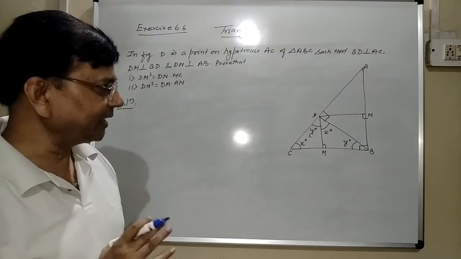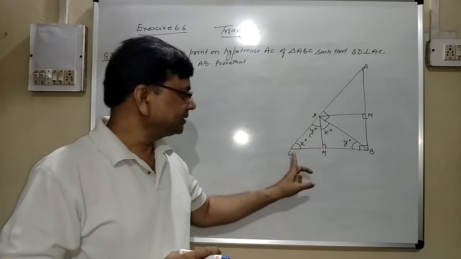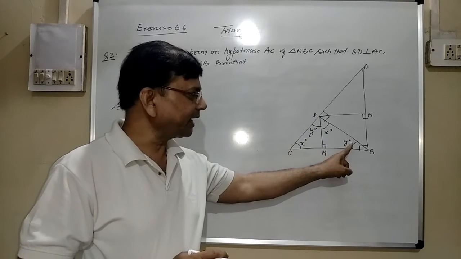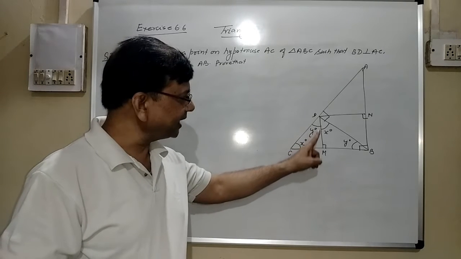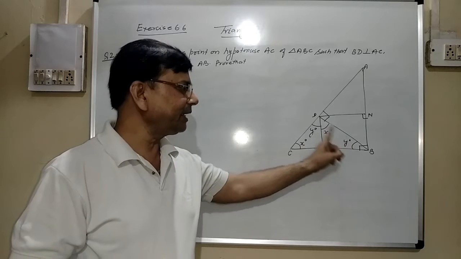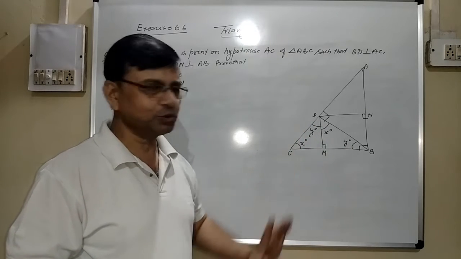This I have already done and it is very easy to understand. See, angle BDC is the right angle, and x plus y is 90 degrees. Here x plus this angle plus 90 degrees means this plus this is 90 degrees. Since it is y, this will also be y. Correspondingly, since it is x, this will also be x.